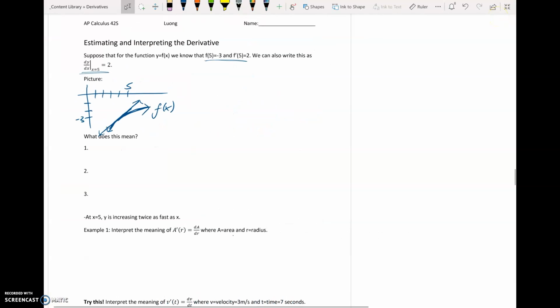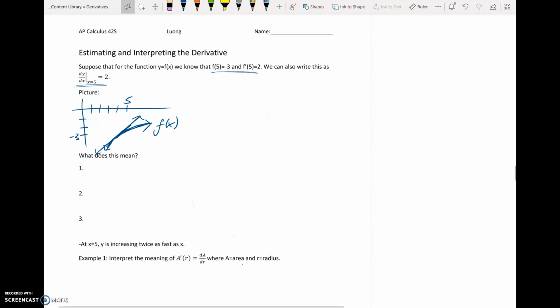In this lesson, we're going to look at interpreting the derivative and also estimating the derivative. When we're estimating, it's going to be very similar to what we did before with the secant, but in this case, we're given a table of values. So first, we're going to interpret the derivative.